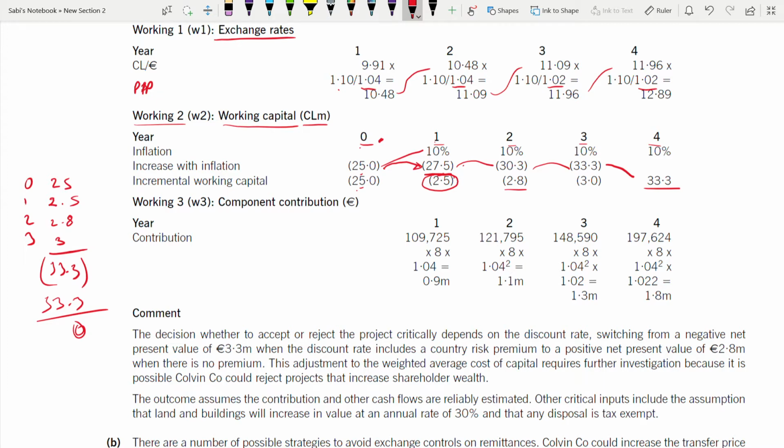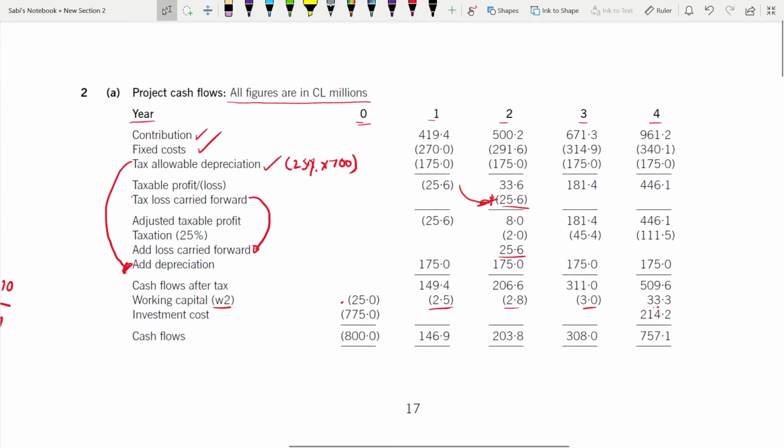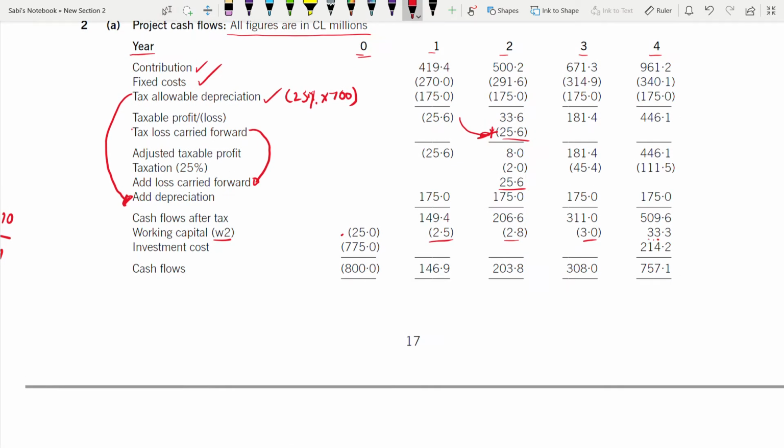These are the two ways. So 33.3 only will be recovering here. If you see your table, where is it? This one, 33.3. Understood? Now coming to investment. So 77.5 we know, but what about the fourth year? If you see 214.2, how did we get it?